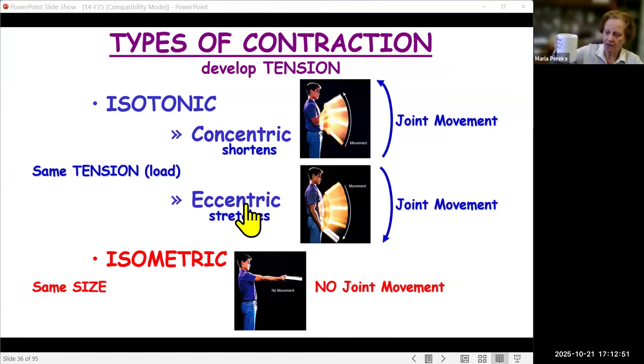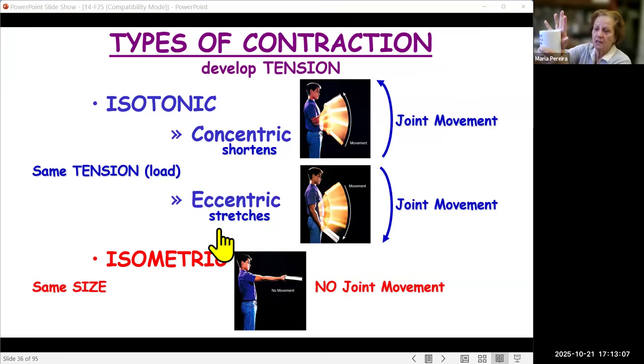So let's say I'm moving this up, I'm contracting the muscle. Now I'm moving it down, I'm extending the muscle. So concentric and eccentric.